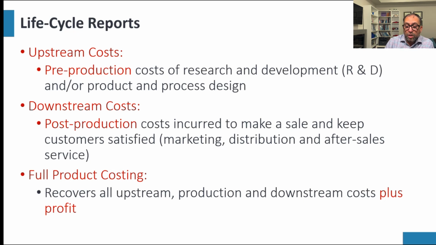So this summarizes in a very effective way that we divide the whole life cycle into three different costs. One is upstream cost, the other is downstream cost, and in between there's a production cost. When we add up all these upstream, production, and downstream costs plus the profit margin, that is going to be our full product cost.